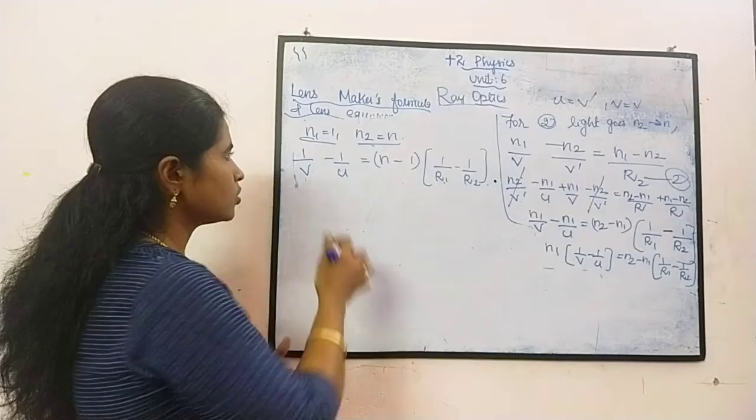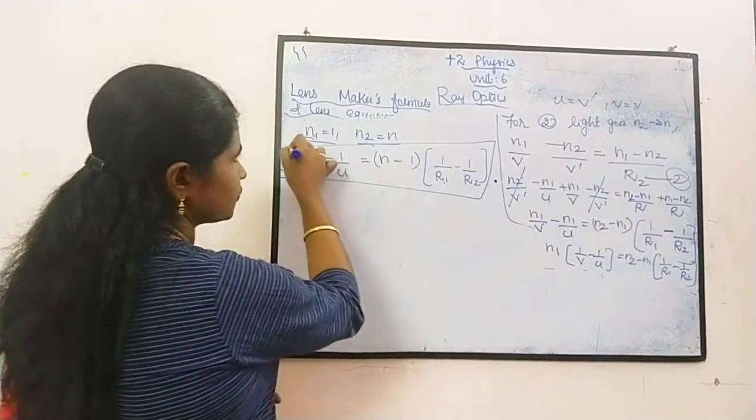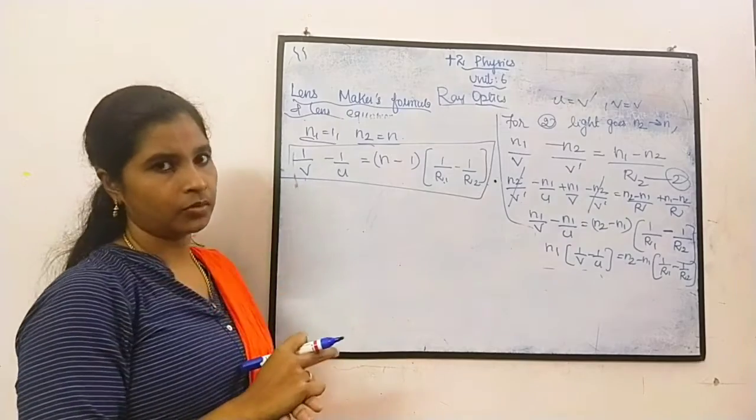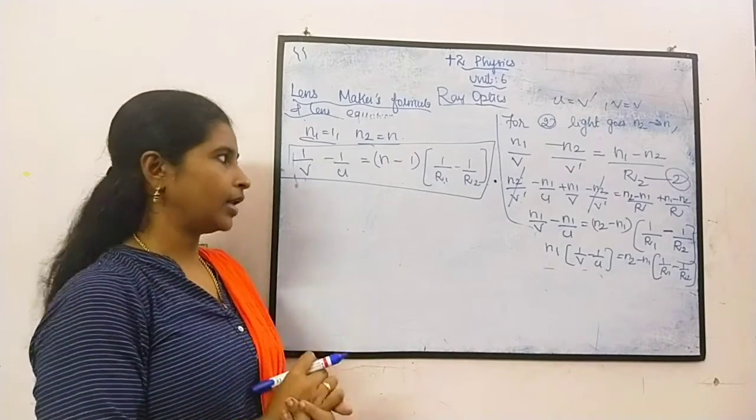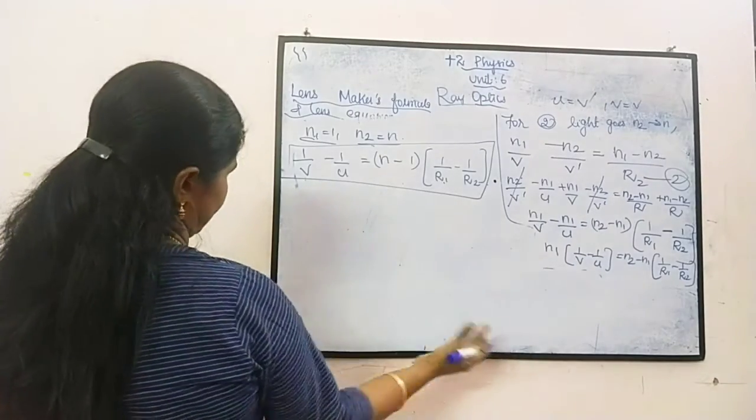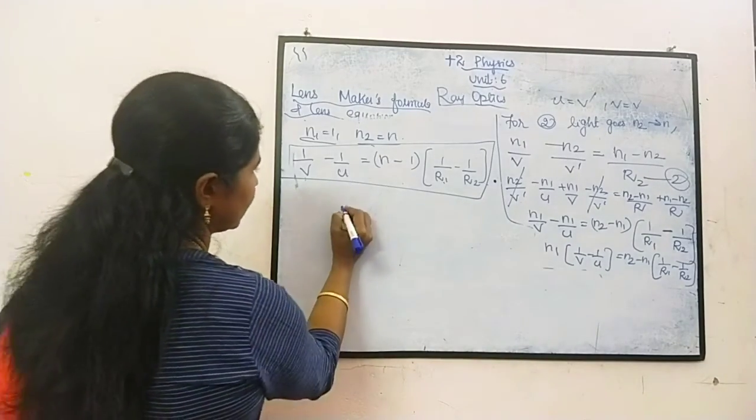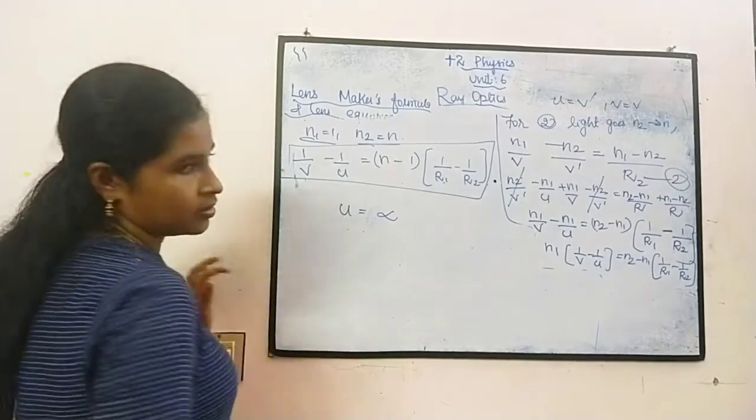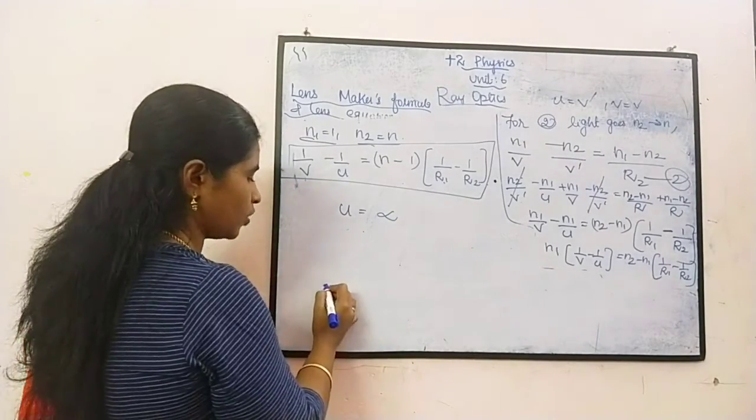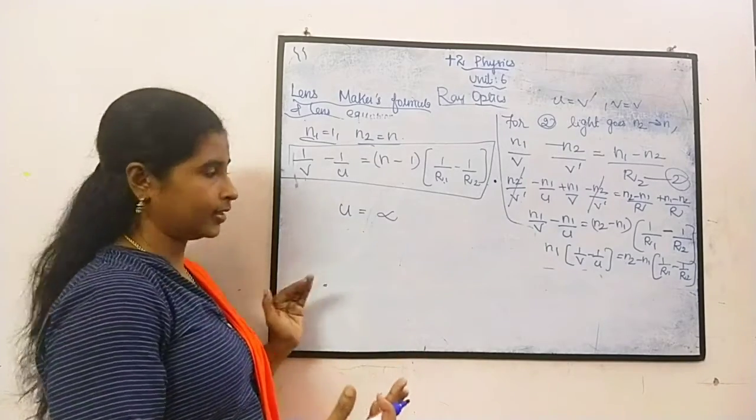Okay, so this is the lens maker's formula, but we can even remodulate this based on certain other values. Let us find out how we can remodulate it. Suppose you consider that the object is at an infinite distance. நான் எடுத்தேன் இல்லையா ஒரு ஆப்ஜெக்ட், அது வந்து ரொம்ப infinite distanceல இருக்குது அப்படின்னு வச்சுக்கோங்க.